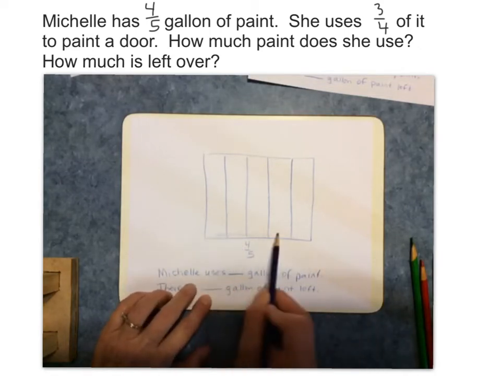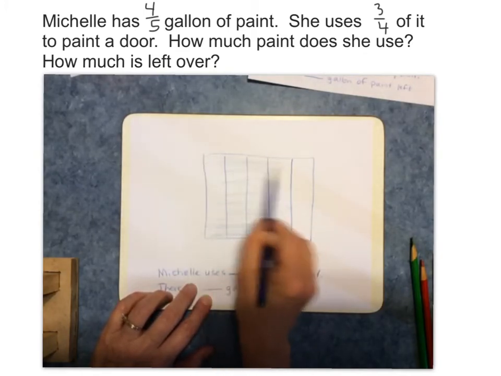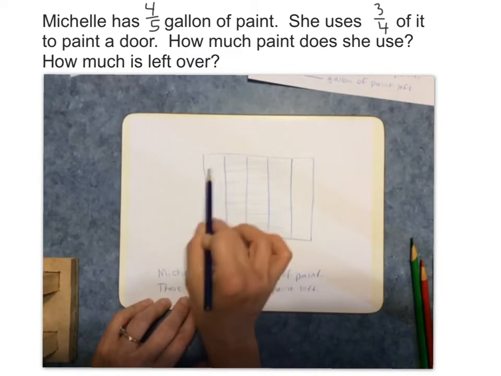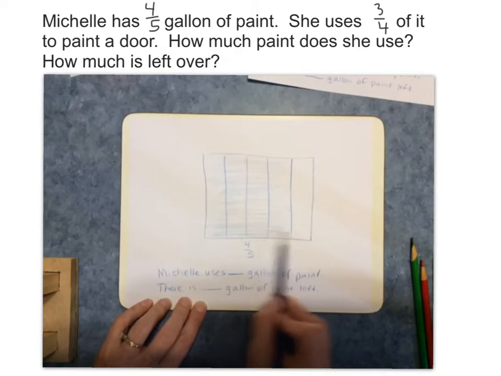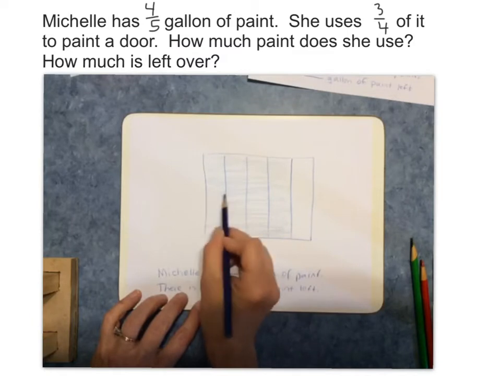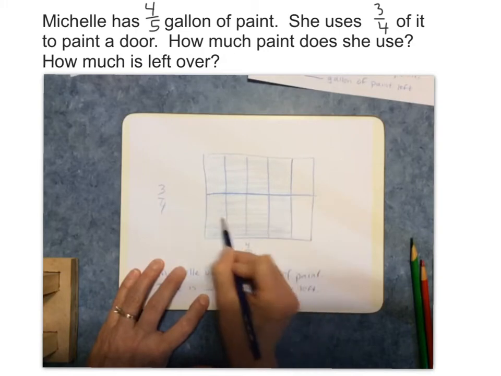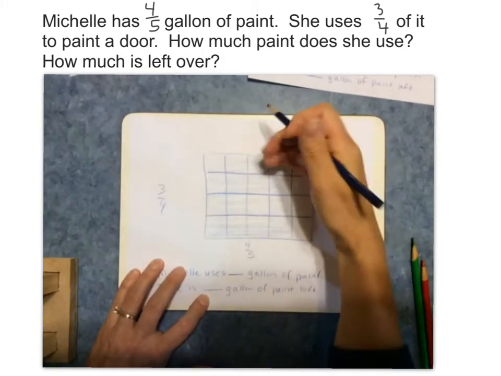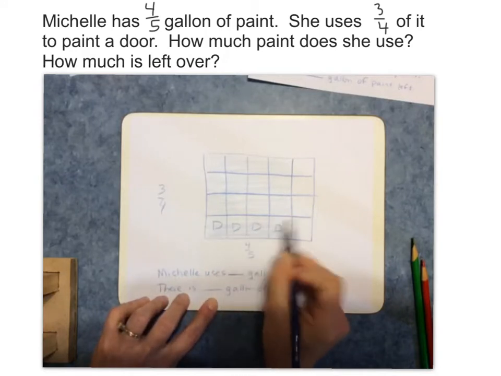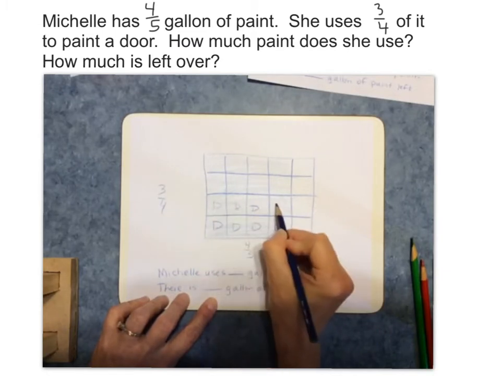I'm going to start by coloring in 4 out of the 5 bars that we made. And of course we already have our sentence answers down here. Michelle uses blank gallon of paint, and there's blank gallon of paint left over. It says that she uses 3/4 to paint a door. So I need to have 3/4 this direction. And of these 4 bars, I need 3 of them for the door. So the paint stops here. There is not any paint in the can here. So I'm going to use this much for the door.